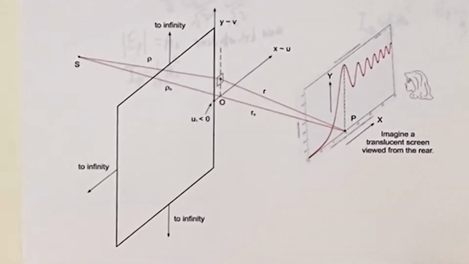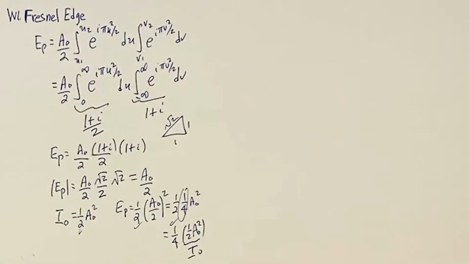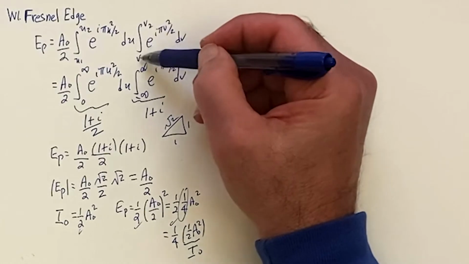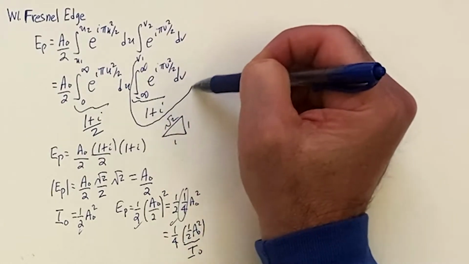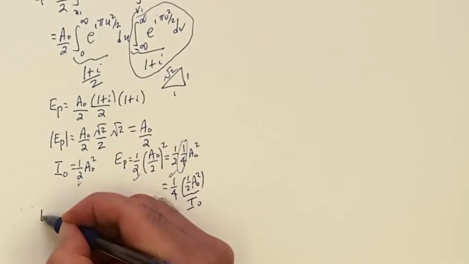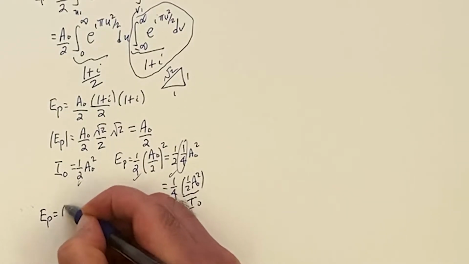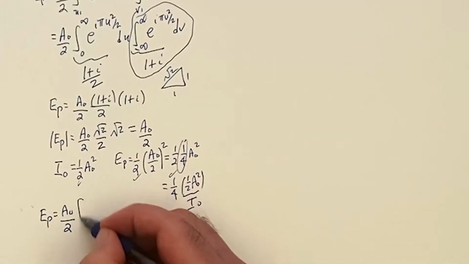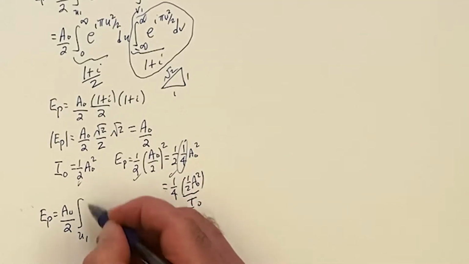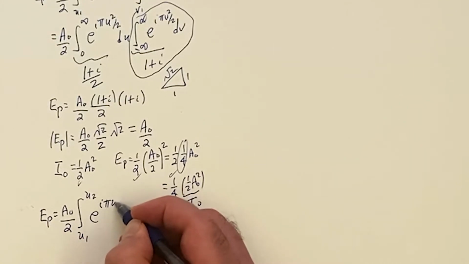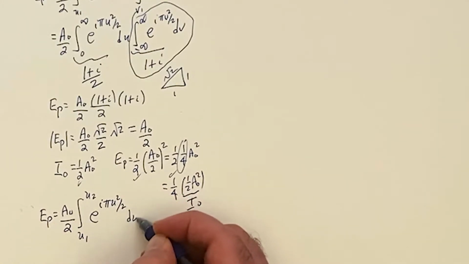All right, that's going to be the question. So before we go on to do that, I just want to point out that here, we're always going to have this piece here, and I don't want to have to do that again. So in this analysis, the E_P would be a naught over 2, and then I'll integrate here from u1 to u2, keep that general, e^(i pi u squared over 2) du.